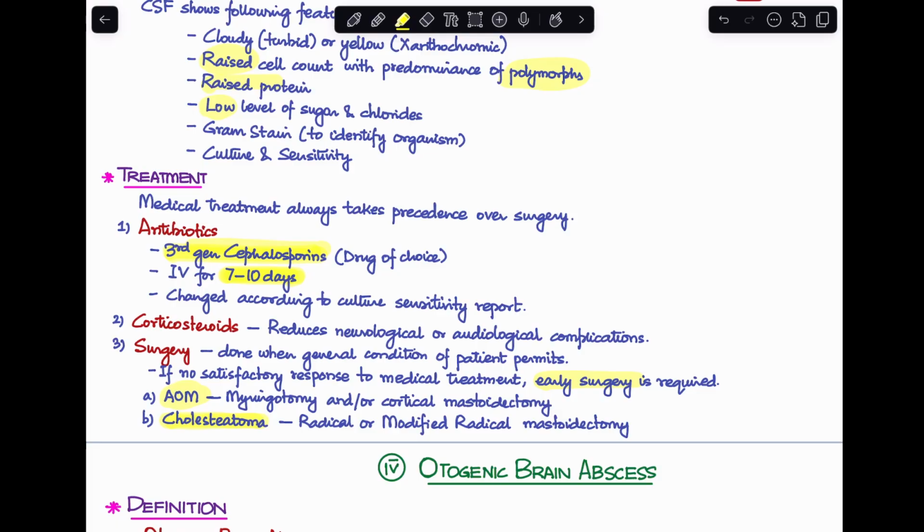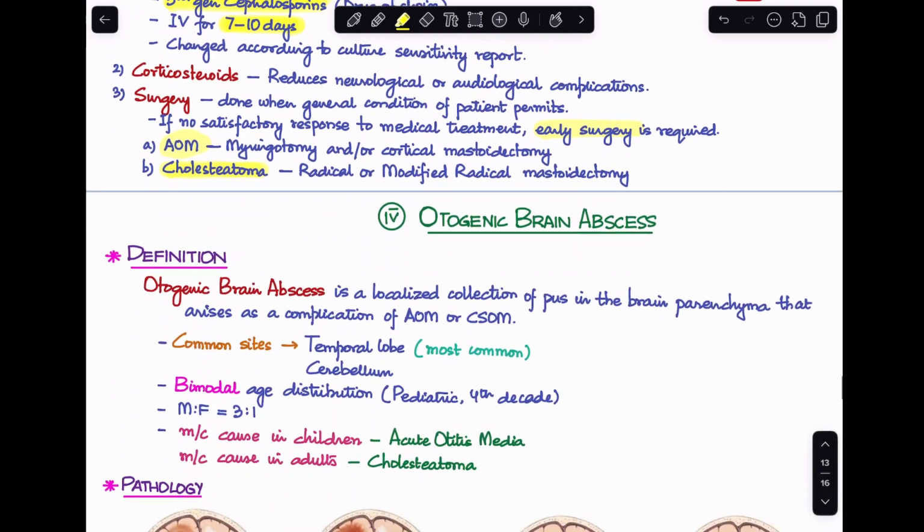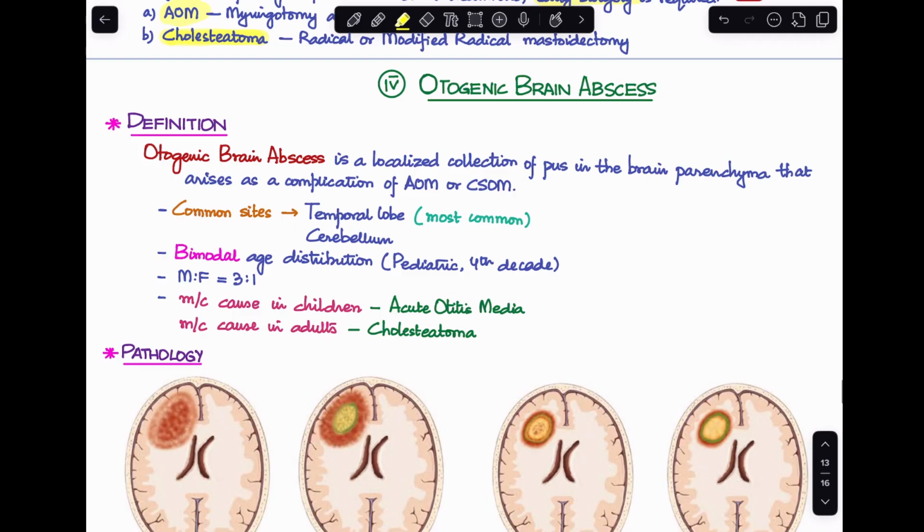Now let's move on to our fourth complication, which is otogenic brain abscess. I have already made a separate video on otogenic brain abscess. To check out more in detail, please refer to that video. But here I'll just skim over some of the important points related to this. Now, what is otogenic brain abscess?